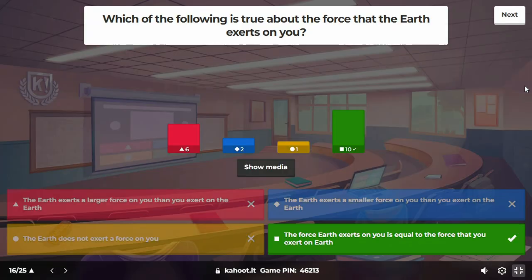Yeah, so this is a conceptual question. A lot of people think that the Earth exerts a bigger force on you just because the Earth is bigger than you. But according to Newton's third law, every force has an equal and opposite reaction force. So the force of the Earth pulling down on you has to have an equal and opposite force, and that's the force of you pulling on the Earth. So the correct answer is the last one.